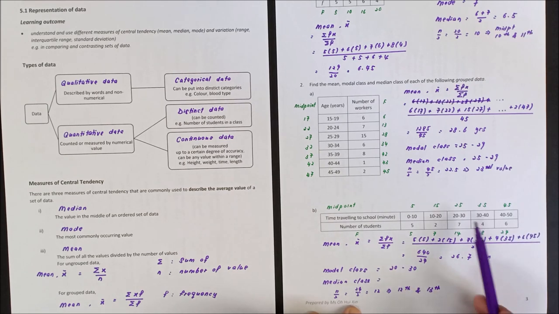So where's the 12th number? The 12th number is actually at this, and the 13th number is also here, so that's why 20 to 30. Okay, that's like just class lah.